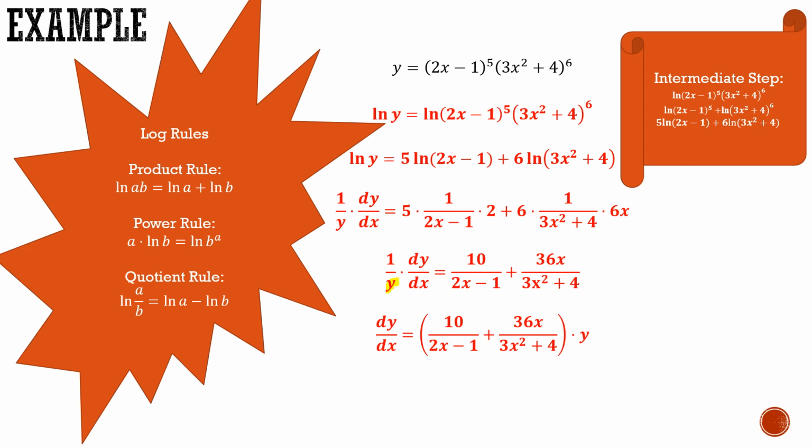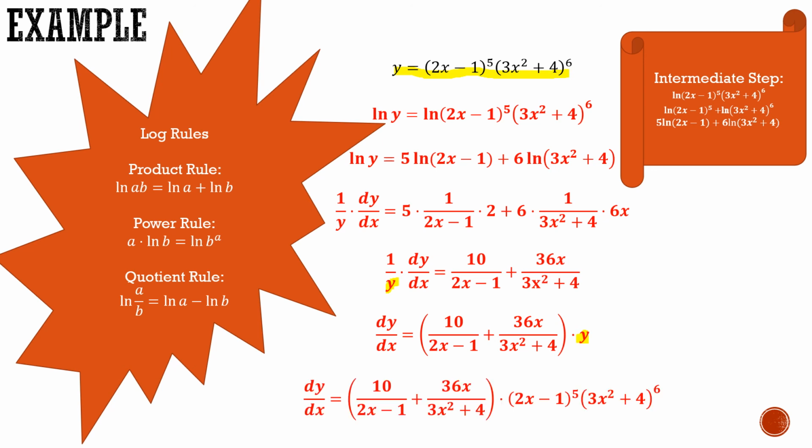So I'll multiply both sides by y. And then my last step, instead of having y in my problem, I want to substitute that back out for the original equation. What was y actually equal to? y was equal to the original, and I'm going to throw the original into my expression for y, and that would be my final answer.